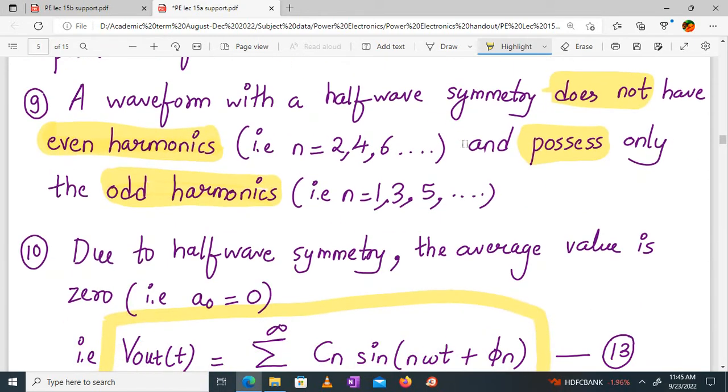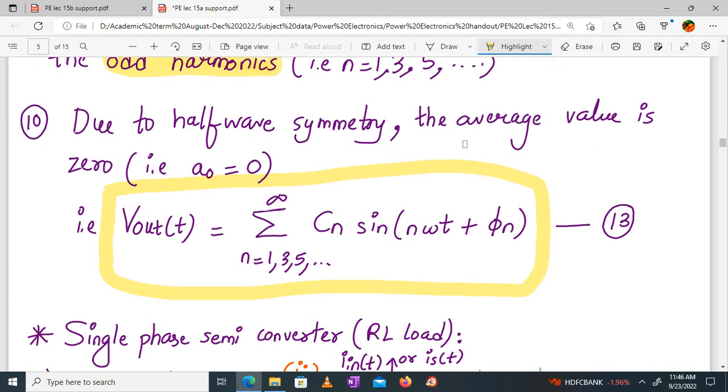So in short, advantage is सारे के सारे even harmonics चले जाएंगे. If it is a half symmetry, only odd harmonics will remain. मतलब n cannot be 2, 4, 6. N can be only 1, 3, 5. What is one? Fundamental component. 3, third harmonic component. Fifth harmonic component. Right? So due to half symmetry, also the average value of the output, A0, is 0. This I will come back to when we derive for semi-converter. I'll come back to this point.